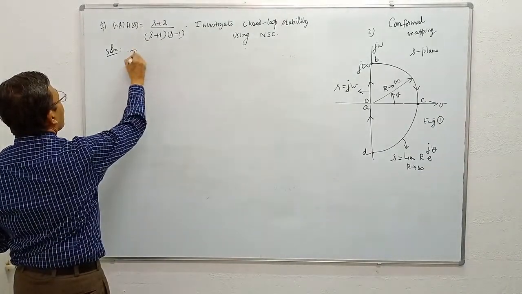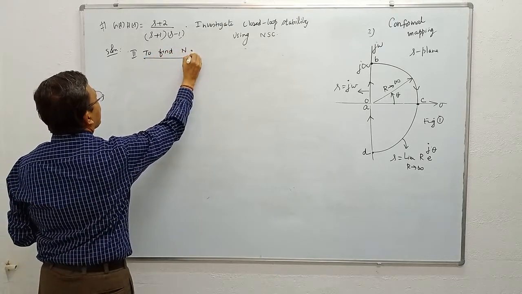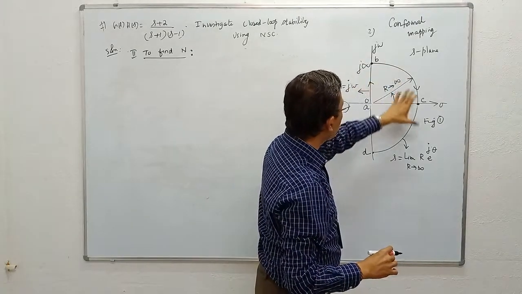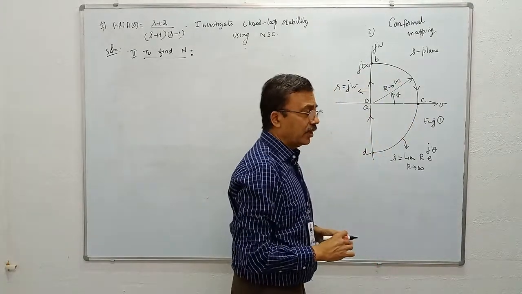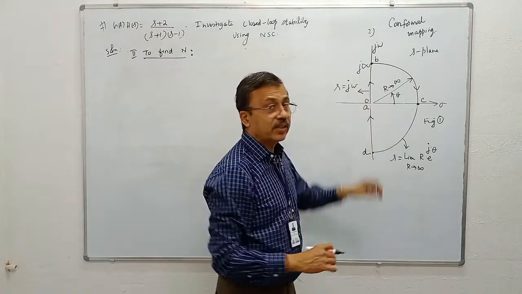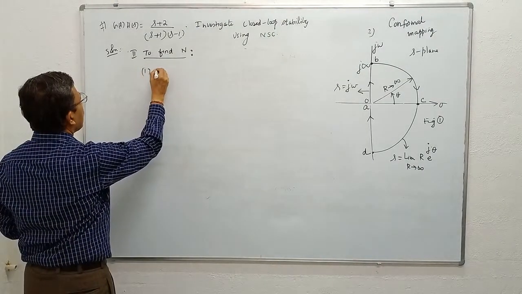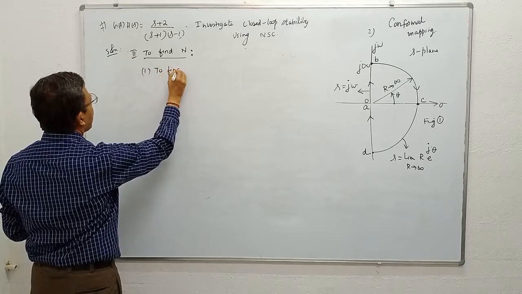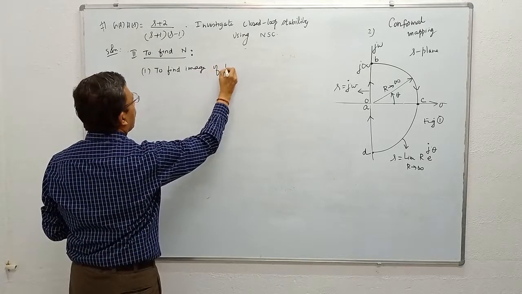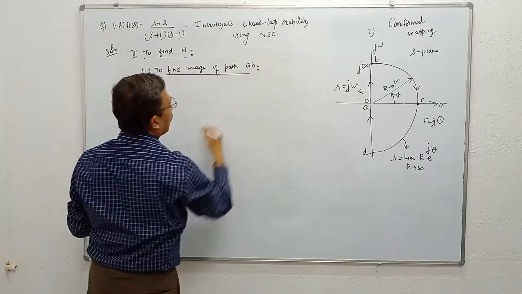Second step, to find N. The entire right hand side of the S plane is assumed to be inside the semicircle as depicted in figure 1. We have to do mapping of the sections AB, BCD and DA as we did in the previous problem. First is mapping, to find the image of path AB. Finding images is nothing but mapping.